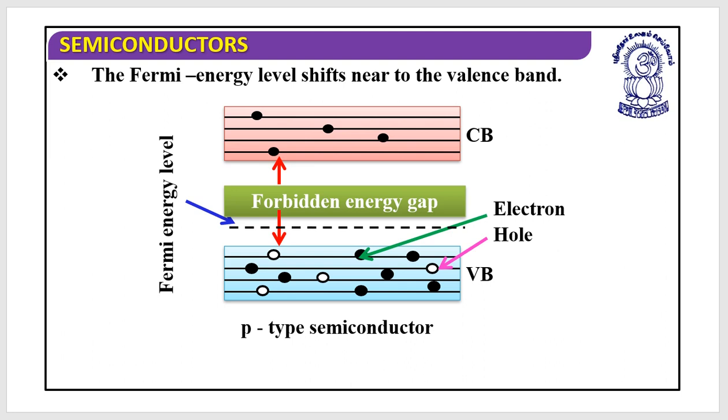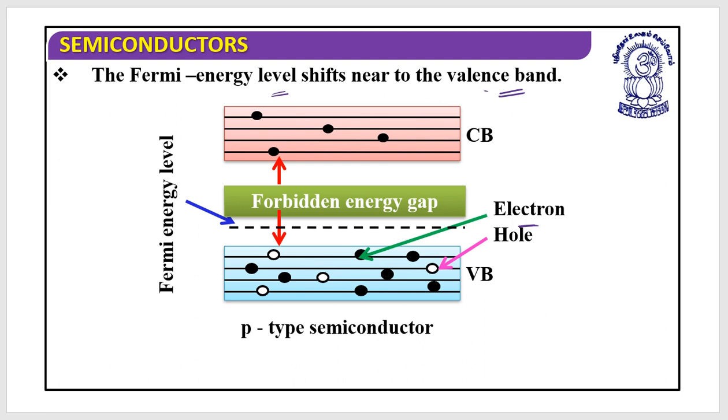And one more thing, the Fermi energy level, as you can see, shifts near to the valence band because there are more holes available at the valence band, created with the help of the acceptor type impurity or group 3 atoms. That's why the Fermi level has been shifted, which was in the intrinsic semiconductors at the middle of the forbidden gap, between the conduction band and valence band. Is it clear?